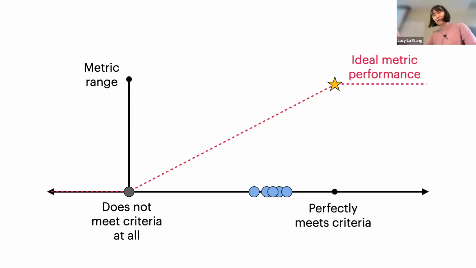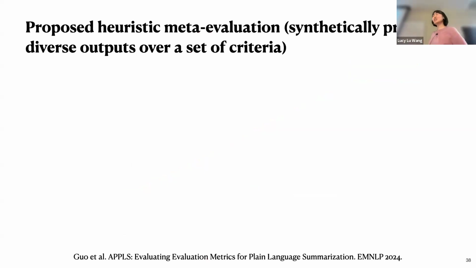Okay, so let me try to propose some solution. In response to these limitations of collecting human judgments, we propose a heuristic meta-evaluation strategy to better approximate the shape of these metric curves.